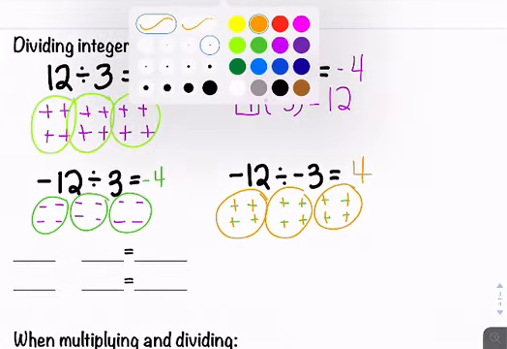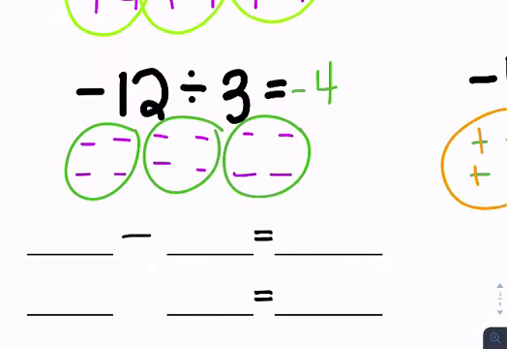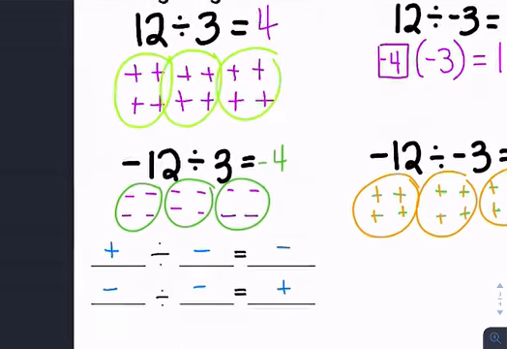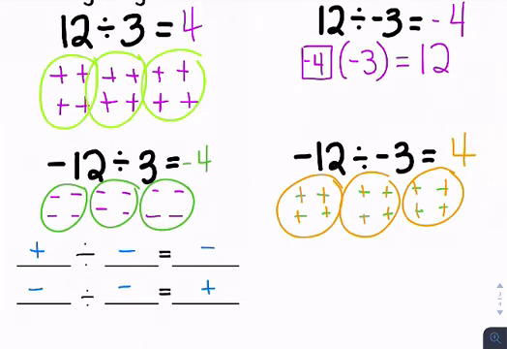So, filling these in, when I have a positive divided by a negative, my answer is negative. If I have a negative divided by a negative, my answer is positive. Always.